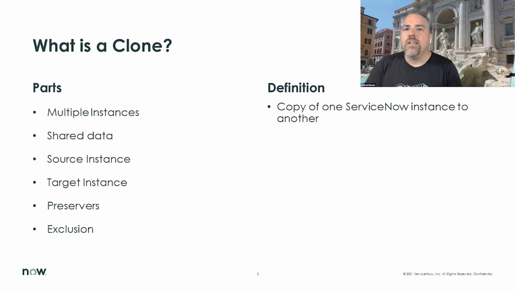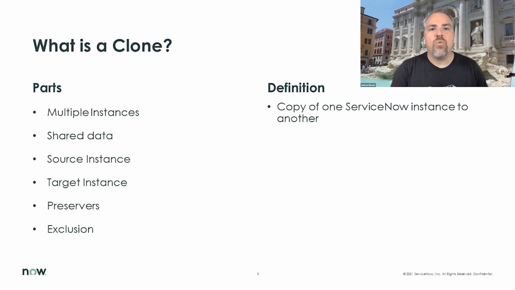Source instance. So that is the instance in which we are going to be copying the database up. So that's the originating, that source instance is the one that we want to take that stuff from and then put it in a different ServiceNow instance. And with that, the target instance is the one in which we would like to put data into. So that is the target of our clone, is going to be where we copy that source instance into.